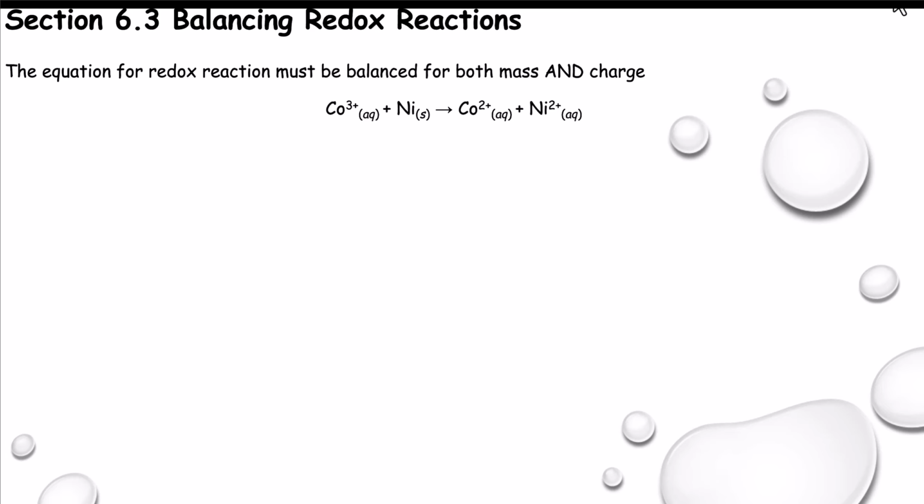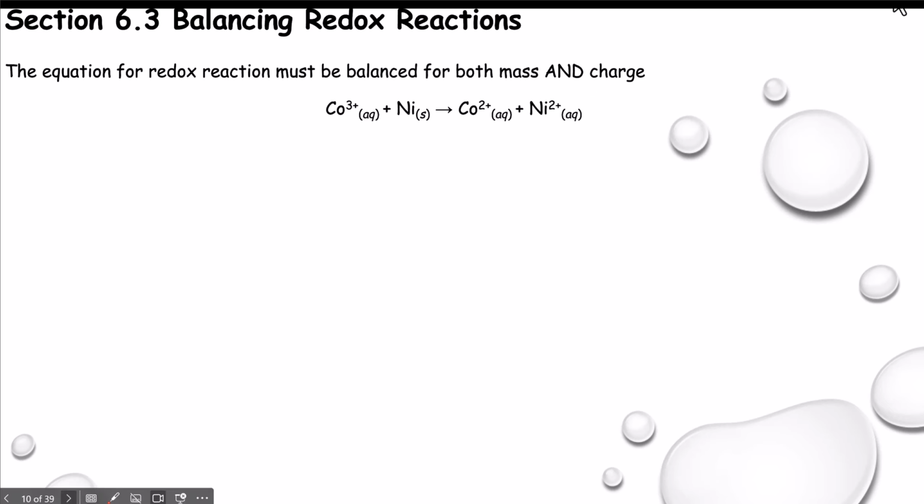In this video, we're going to be balancing redox reactions. If you look at this equation right here, cobalt and nickel forming into cobalt and nickel, it looks like they're both balanced by moles or by mass, meaning there's one cobalt here, there's one cobalt here on the right side, and then we have a nickel, and then there's a nickel on the right-hand side. But the thing is, it needs to be balanced by both mass and by charge.